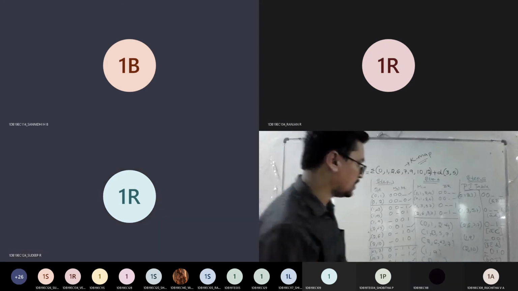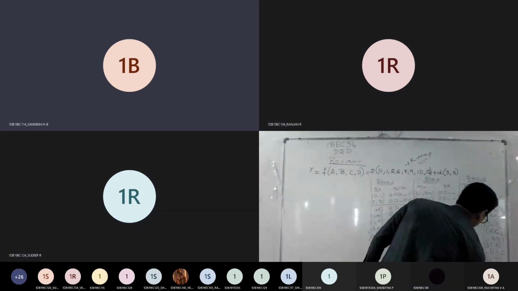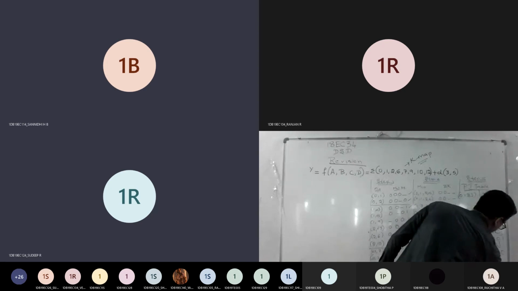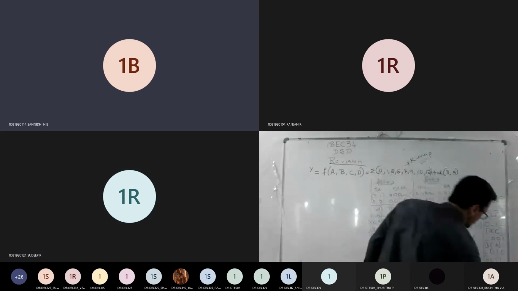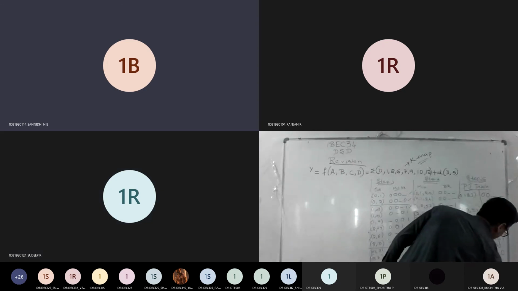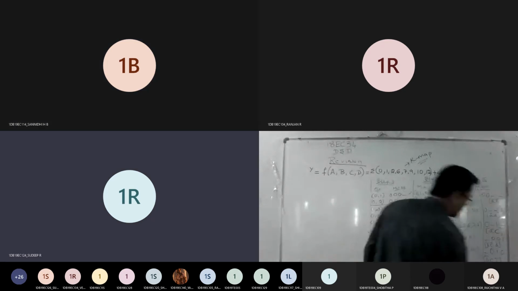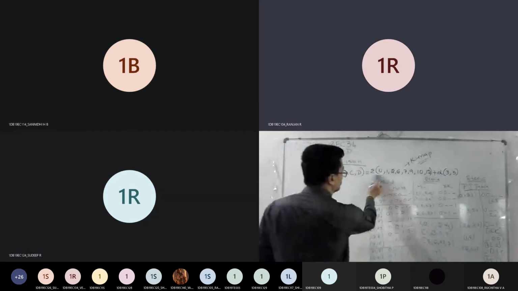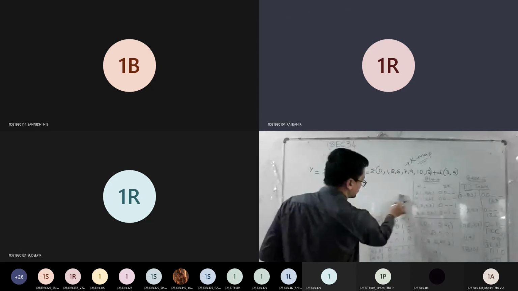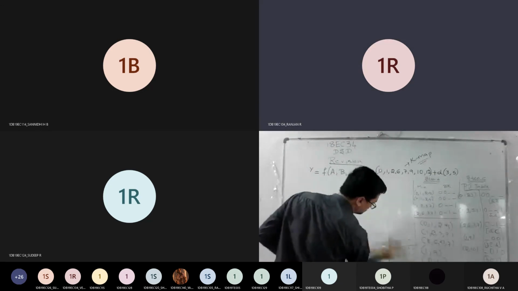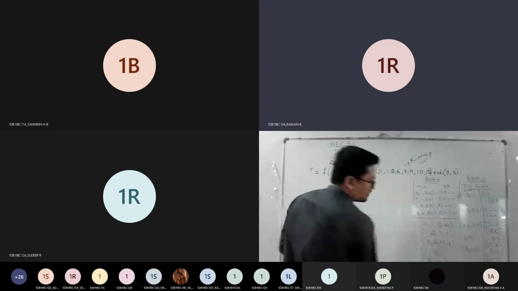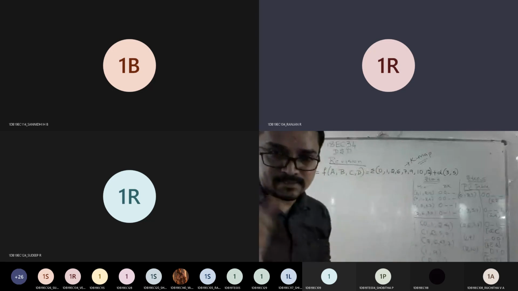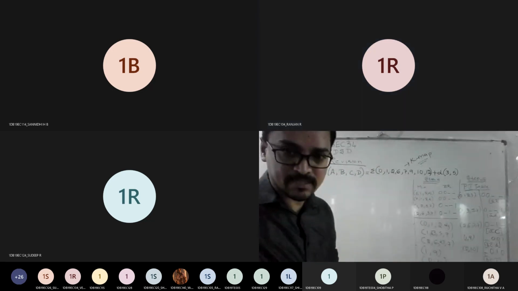Last one, 12: 1100. So the equation is A B C bar D bar. So any doubts, anyone with this? Let me erase here. The last step is there. Any doubts, anyone? Are you understanding or not? Is it fine?